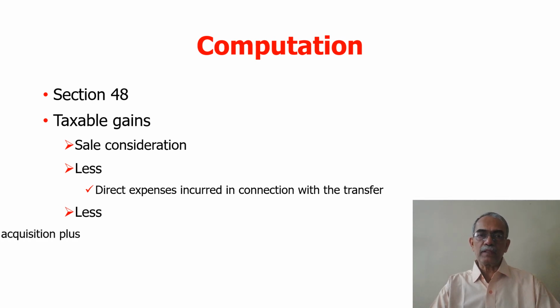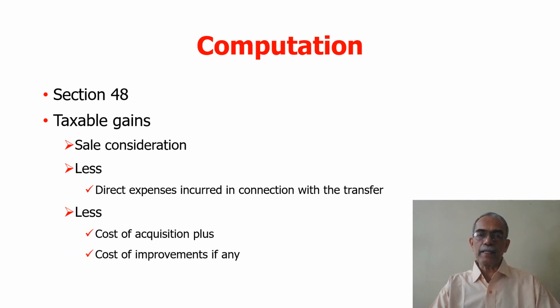From the resultant figure, reduce the actual cost of acquisition of the asset, and also in case any improvements have been made to the asset, such an expenditure relating to the improvement is also reduced. The net figure, that is consideration less direct expenses less cost of acquisition and cost of improvement if any, the balance figure would be the taxable capital gains.